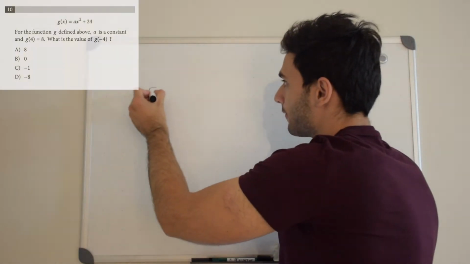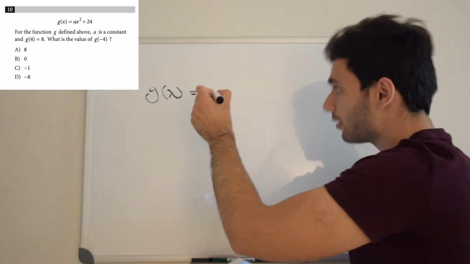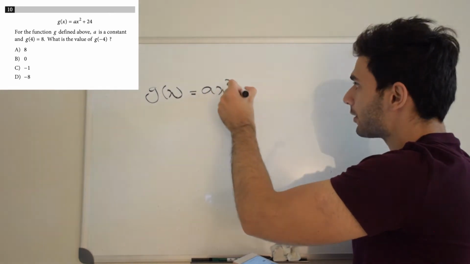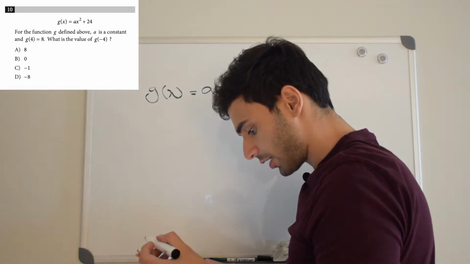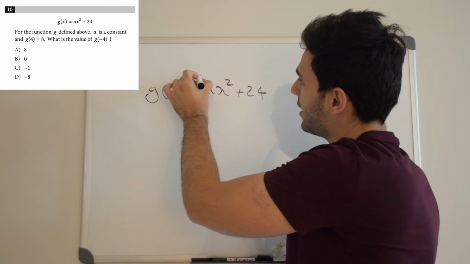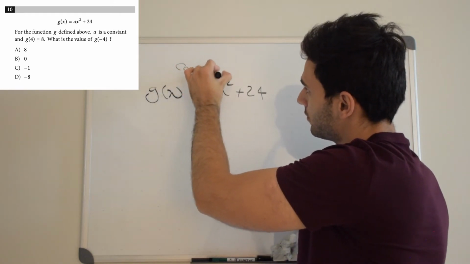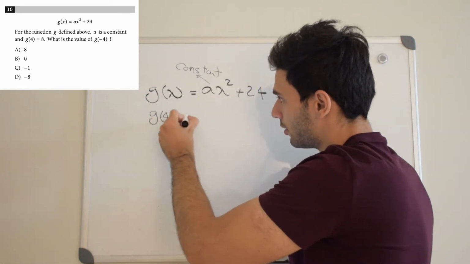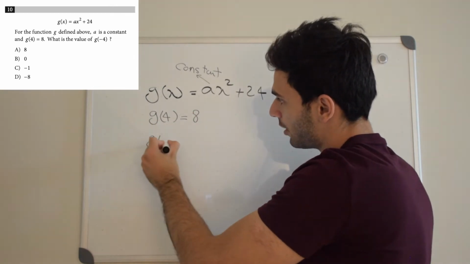So I have this function g of x equals ax squared plus 24. The question says a is a constant. Okay, and we have g of 4 equals 8. What is g of minus 4?